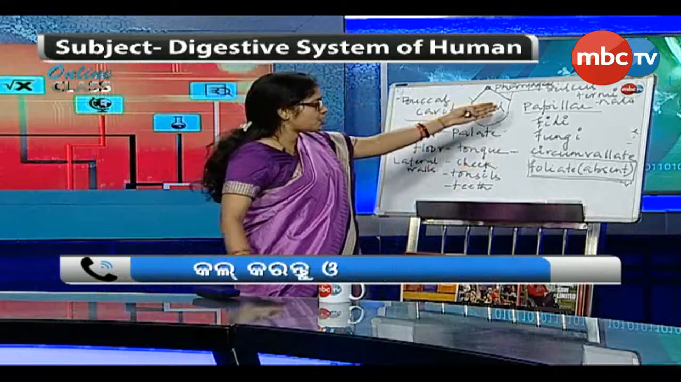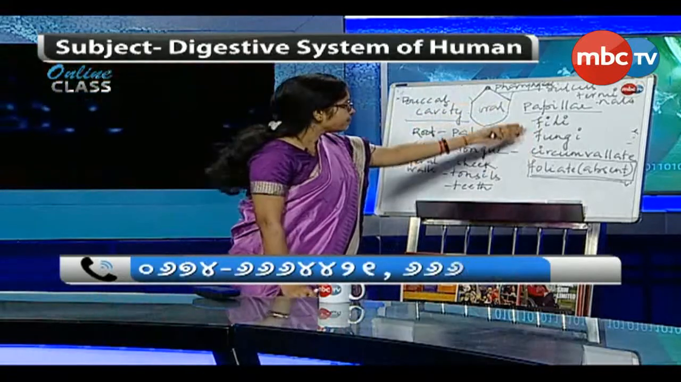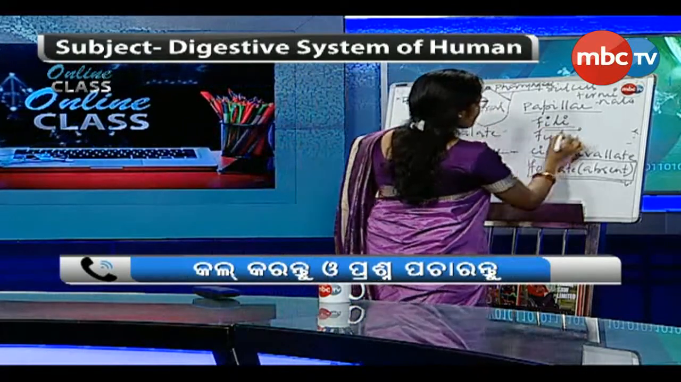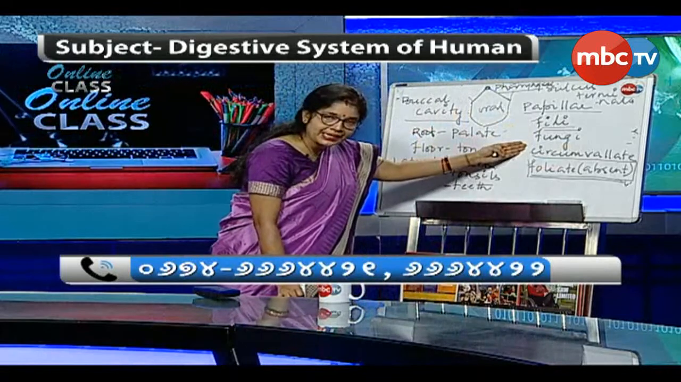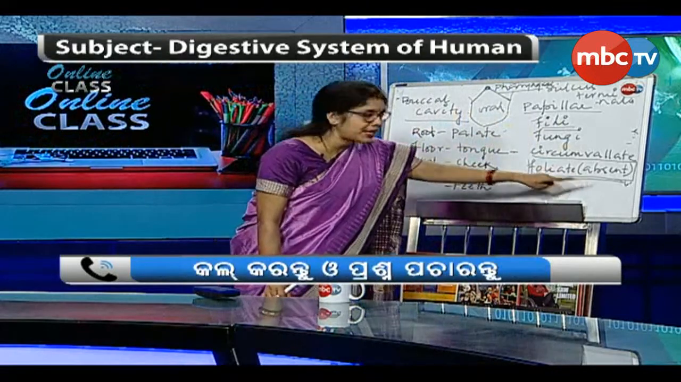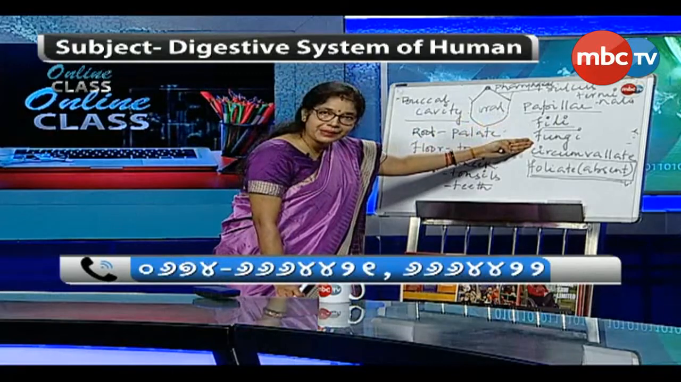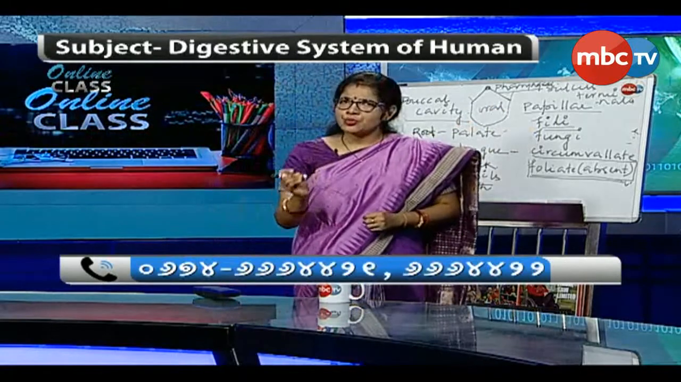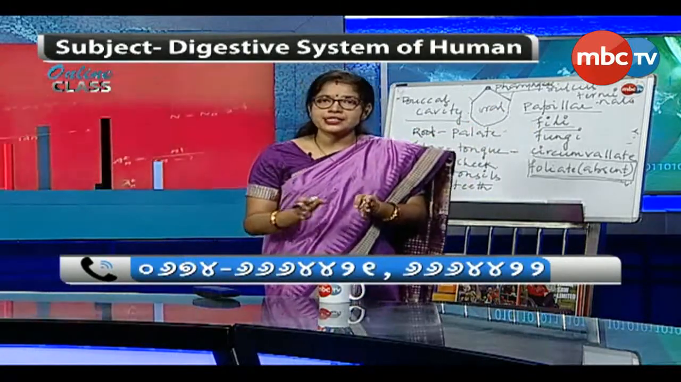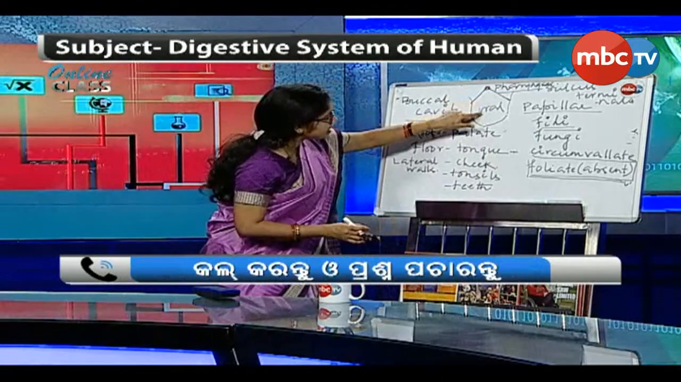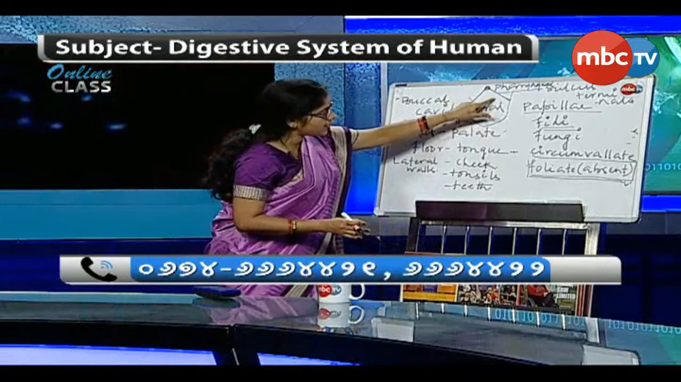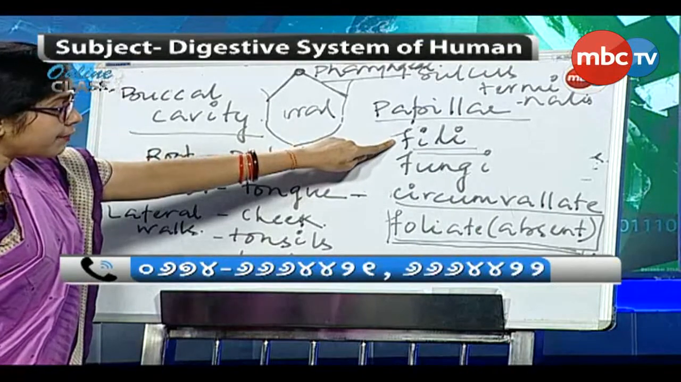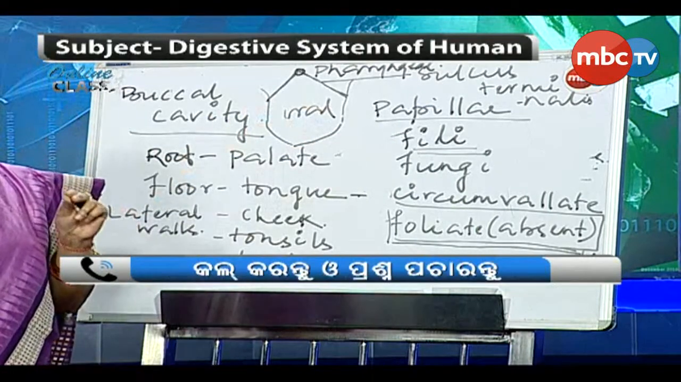So those taste buds are present within these papillae. Papillae are with a number of taste buds. First one is the filiform. Out of the 3 different types of papillae, because foliate is absent in humans, filiform papillae is the smallest one. It is the most numerous, and it is present mostly in the center of the tongue. This is the position where the filiform papillae are present. These filiform papillae are without any taste buds.